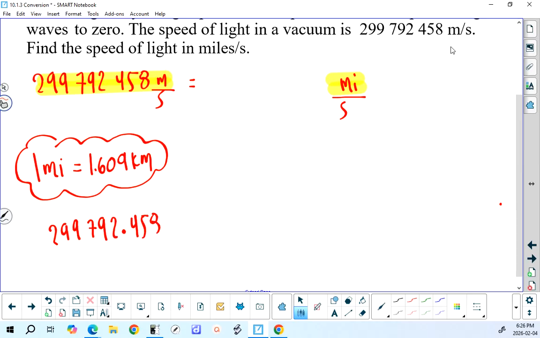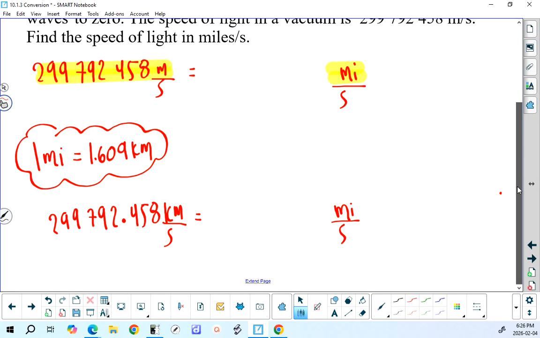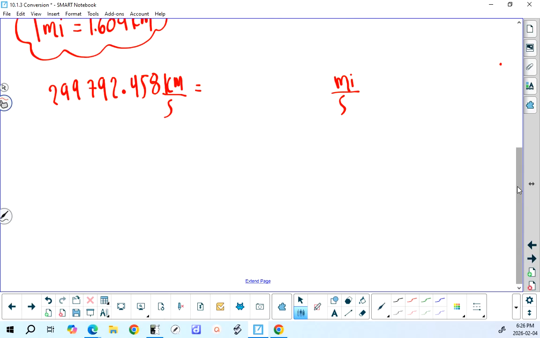299,792.458 kilometers per second, and we want to convert that to miles per second. So we just have to find out how many miles that many kilometers is. And if I've done my job here over the past few lessons, you're understanding that this is not about miles or kilometers or the speed of light or anything like that. It's about proportional reasoning. It's about ratios.